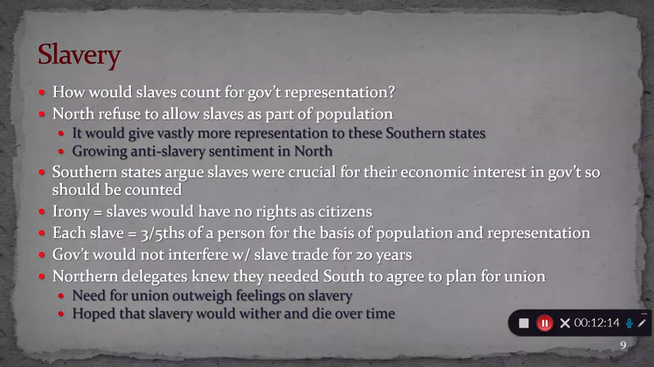So basically what that means is 60% of a state's slave population will be factored into the calculation to determine how many representatives that state gets. In addition, part of the 3/5 compromise says the federal government will not interfere in the international slave trade for 20 years after the ratification of the Constitution.